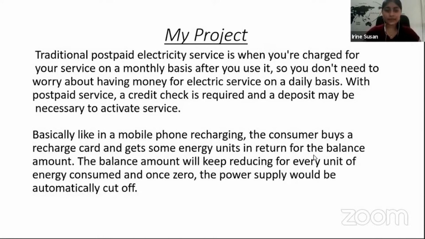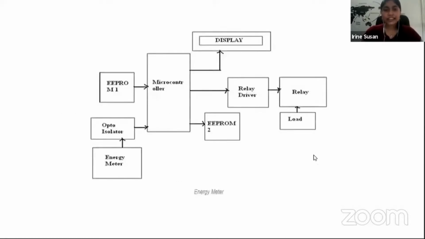In the usual postpaid electricity service, at the end of the month, you're charged based on the amount of electricity you consumed. And a prepaid electricity service is like recharging a mobile phone, where the consumer gets to buy a recharge card with some energy units in it. And for every unit of energy consumed, the balance will keep reducing. And once the balance reaches 0, the power supply would be automatically cut off.